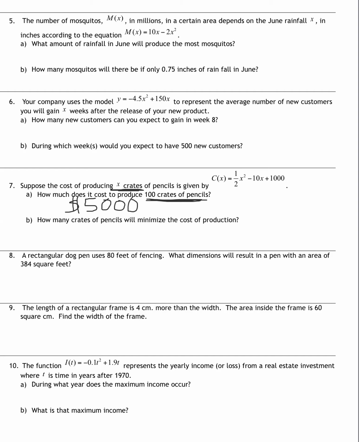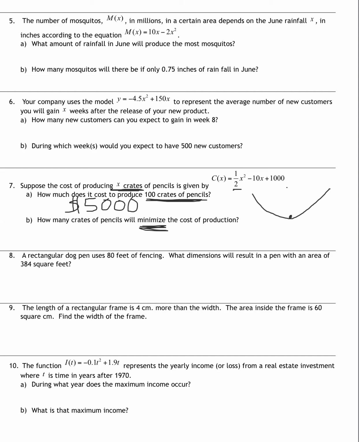So now in part B, how many crates of pencils will minimize the cost of production? Many of the other questions ask you about a maximum, like the last one, how high would our feet ever get? This one's asking about a minimum, which just means that this parabola is going to have a min instead of a max. Remember how if A is positive, this whole thing's going to be up like a cup? This parabola is going to look more like this. I'm still looking for the vertex, it's just that it's going to be the lowest point.